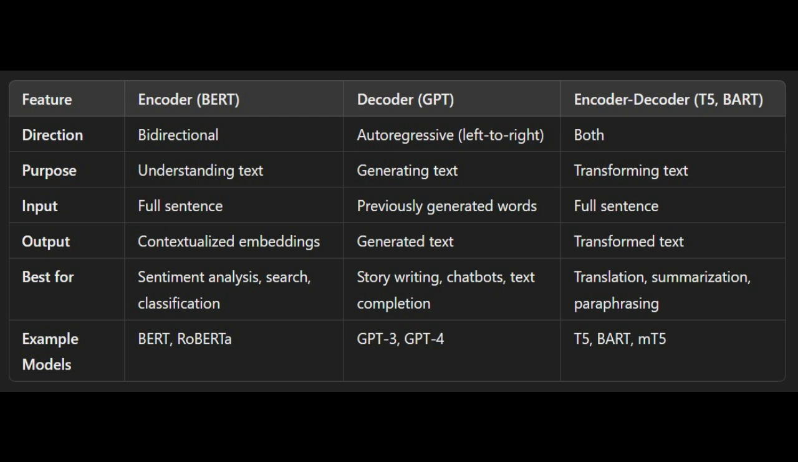So we can consider the encoder-decoder model like a translator who reads a sentence in one language and writes in another language. This is a comparison table that you can see in terms of features like direction, purpose, input, output. What's the best use case for this model? And then the example models which are given there. Thank you.